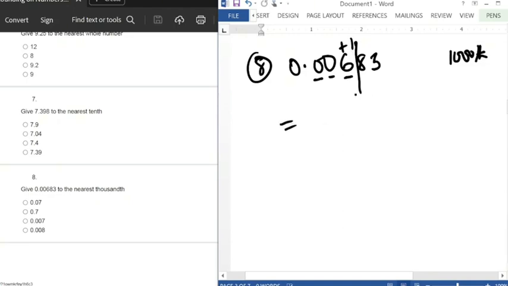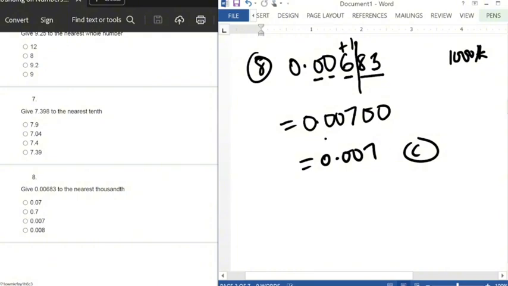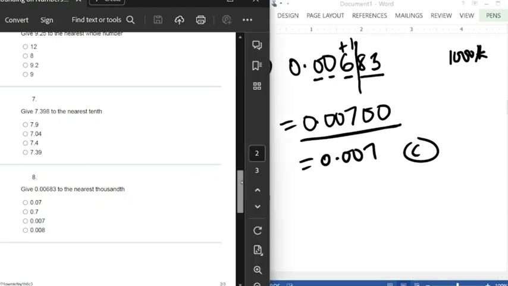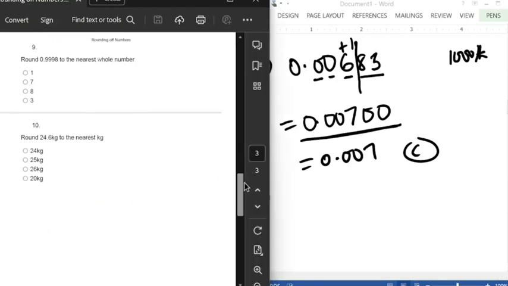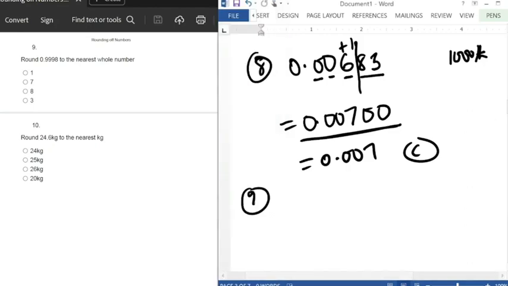Then our answer will then become 0.0070. So you can leave it this way, and if you like, this last digit will change to 00. But if we look at the options, we don't have 00 at the end. So in that case, the answer is 0.007, which is option C. But if you write this, you're still correct, right? Then question number 9, and then question number 10.